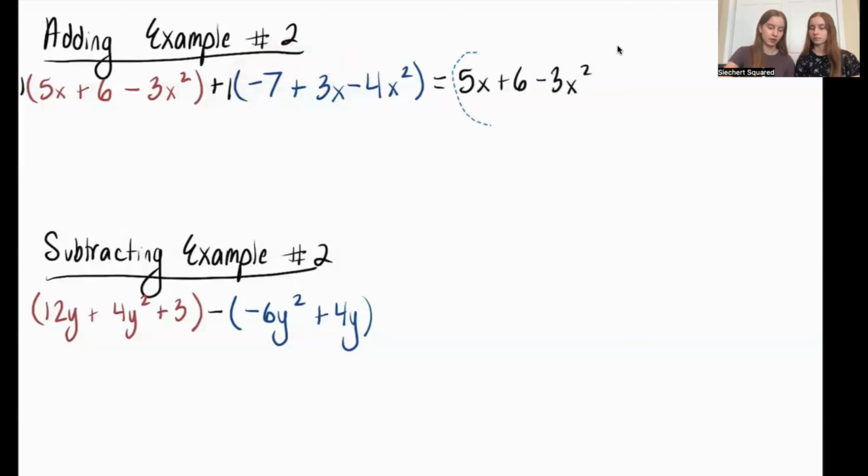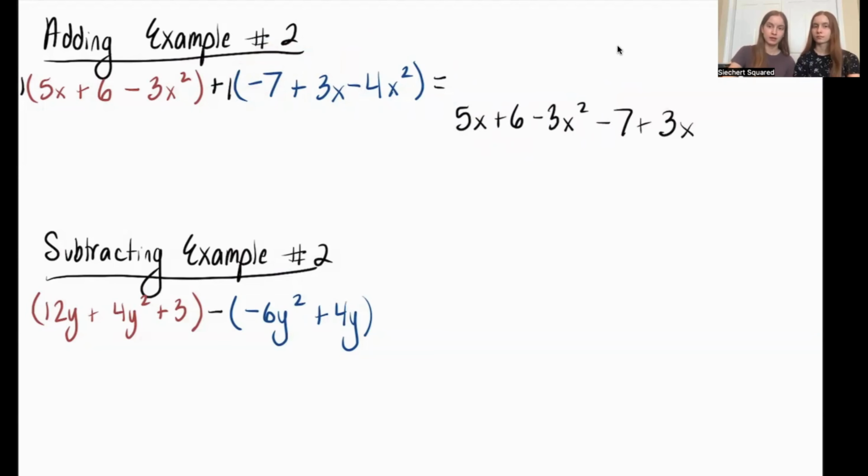And let me lower that so we have some space. -7 plus 3x minus 4x squared. And then from here, you have no parentheses, you have a bunch of terms listed out. You're just going to combine like terms. So you're going to see which terms kind of match up. You can go in any direction.